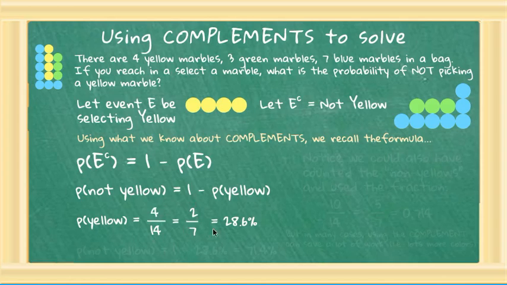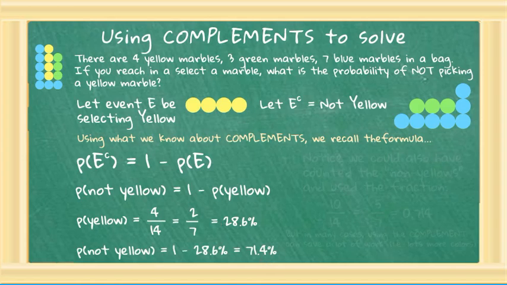So 2 over 7 reduces to 28.6%. Okay, so that's the probability we do get yellow, but of course the question said not yellow, so I subtract that from 1 and I get 71.4%.